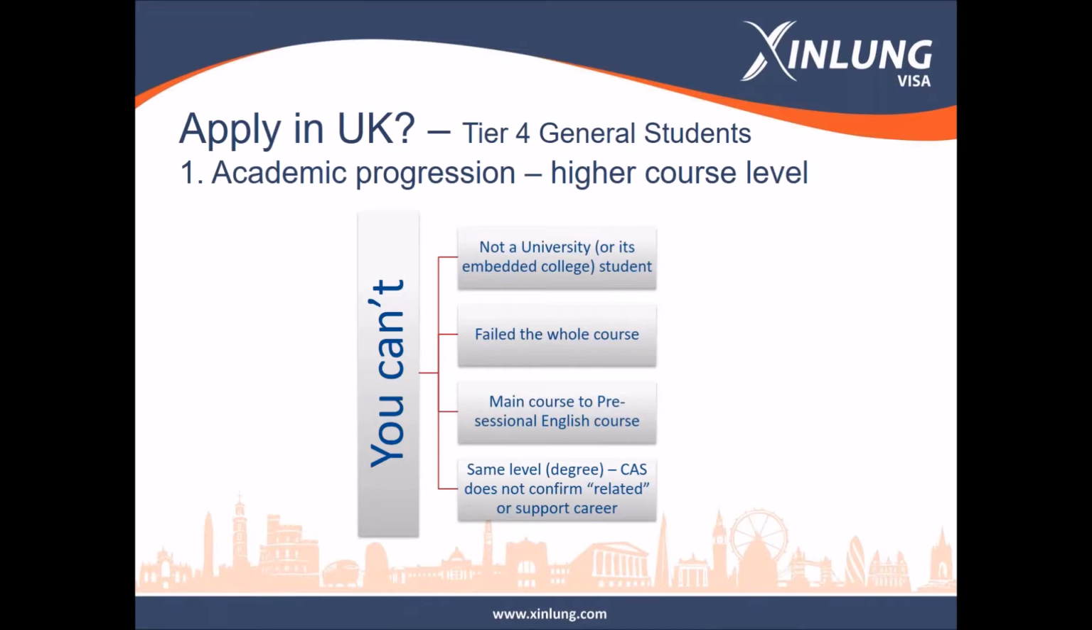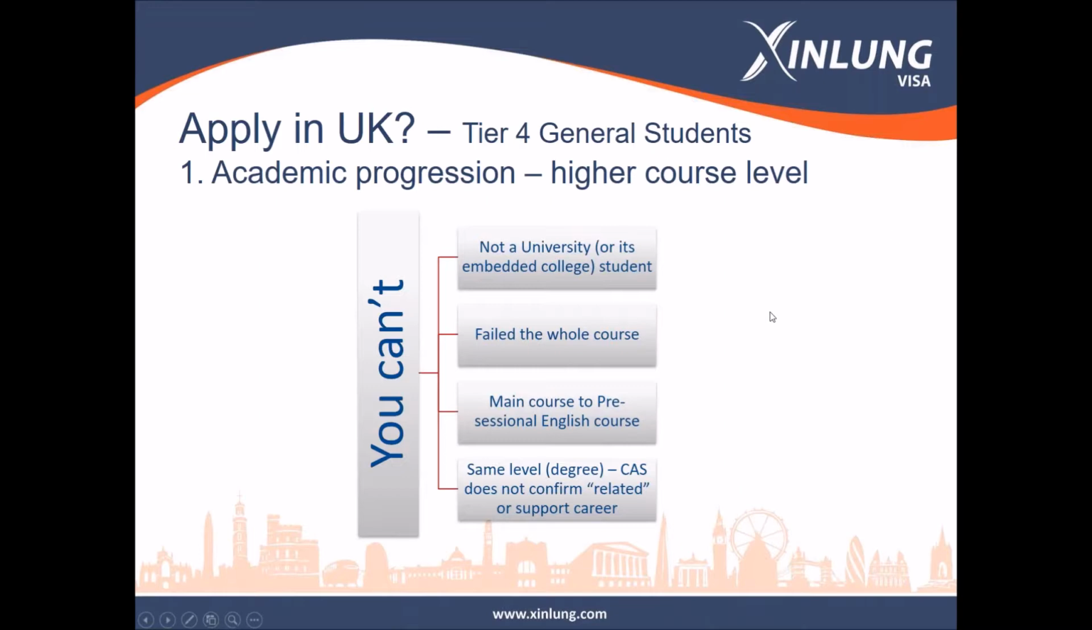So for students who are repeating the same degree level course in the UK, who want to do two undergraduate degrees or two master's degrees, in most cases they are not allowed to extend the visa in the UK. However, only when the CAS confirms these two courses are related, or these two courses combined together can support your career ambition. If the CAS says that, Home Office says you're allowed to extend your visa in the UK.